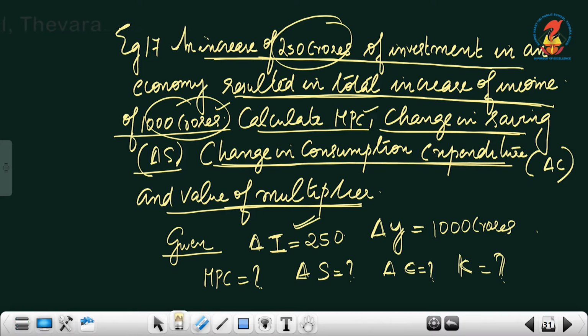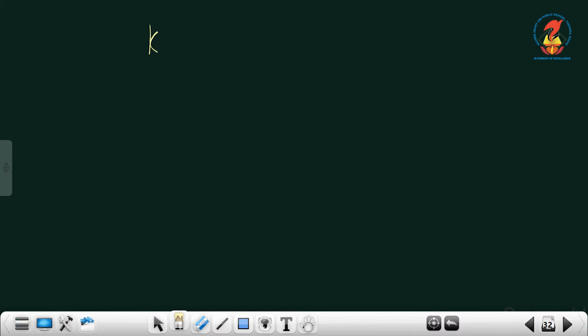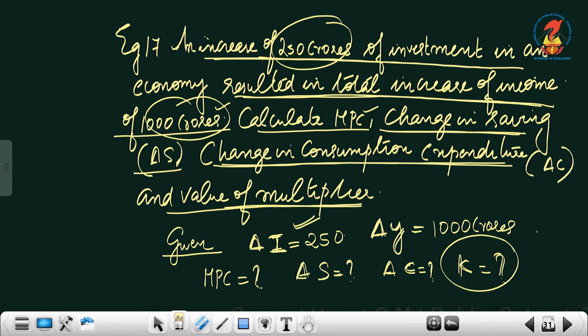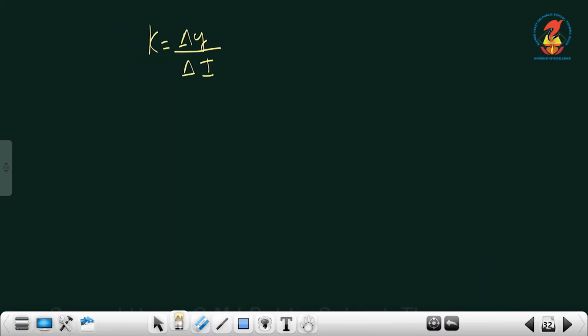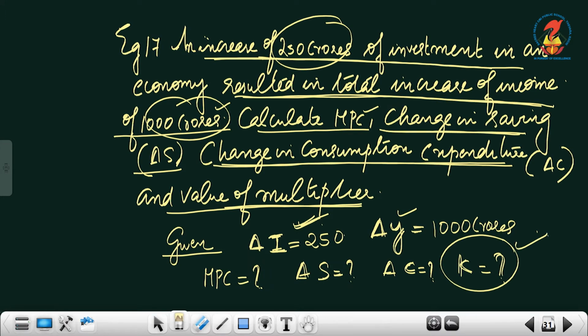Given the values of delta Y and delta I, the first thing that you can find here is K, because you know the formula K is equal to delta Y by delta I. Delta Y is equal to 1000 crores and delta I is 250 crores. So 1000 divided by 250, you will get the answer as 4. Thus you found the value of K.